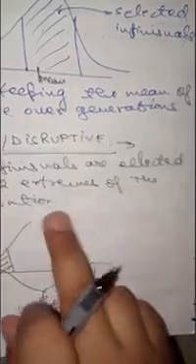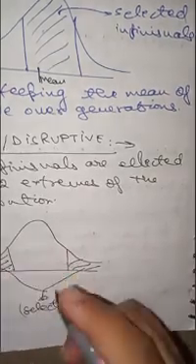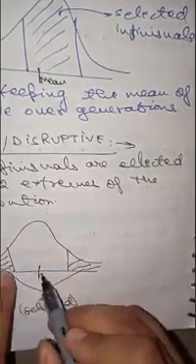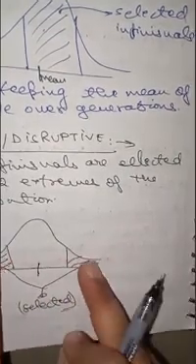Diversifying or disruptive selection: here individuals are selected from the two extremes of the distribution. As the name says, disruptive, you are disrupting the mean. The individuals are selected from both of the extremes. This selection form is only seen in laboratory animals. It is very rarely applied to farm animals. This can be an important question as an MCQ in an objective paper.